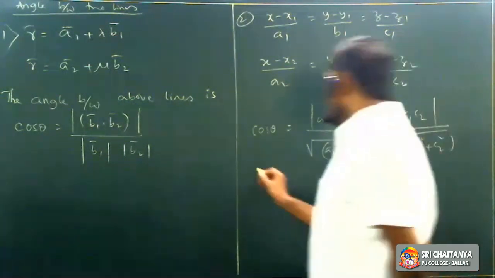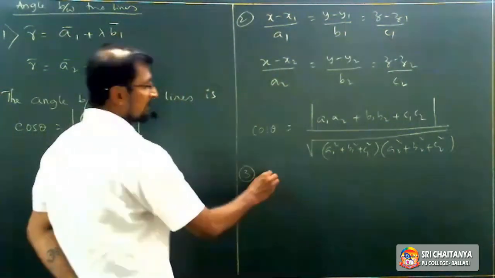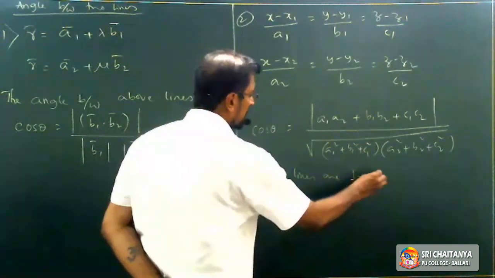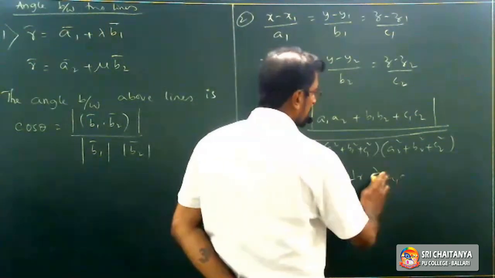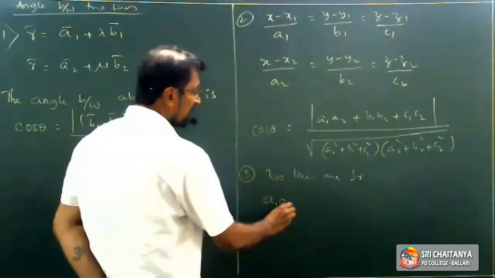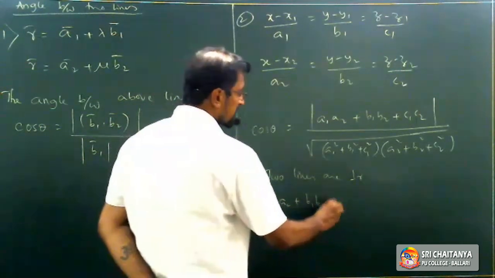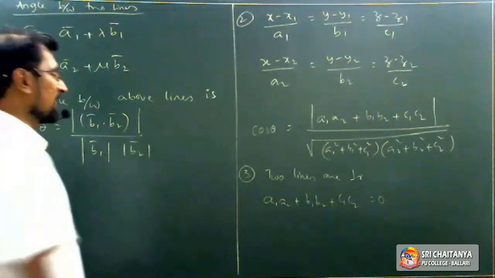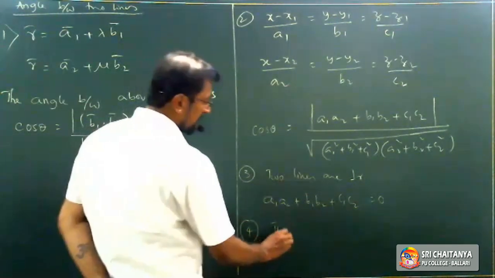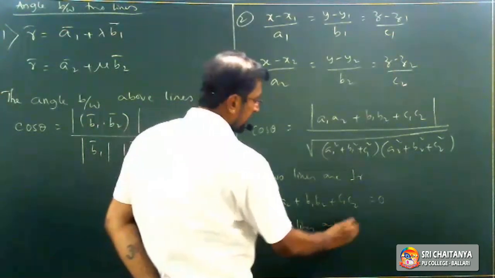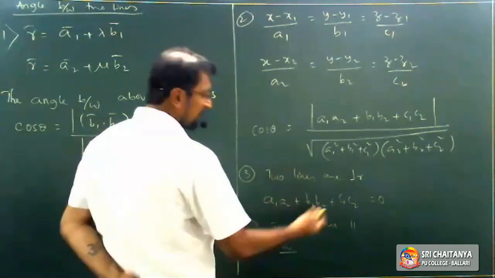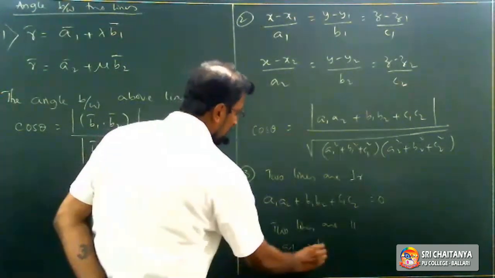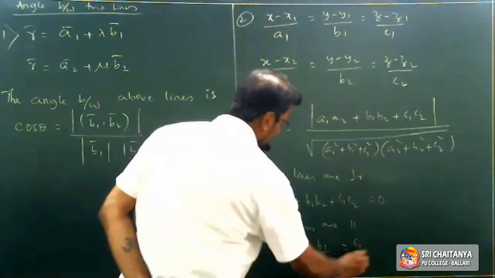Now, if these two lines are perpendicular to each other, which implies a1 a2 plus b1 b2 plus c1 c2 is equal to 0. Understood? If two lines are parallel, then the angle between them is of course 0, but the condition is a1 by a2 is equal to b1 by b2 is equal to c1 by c2.